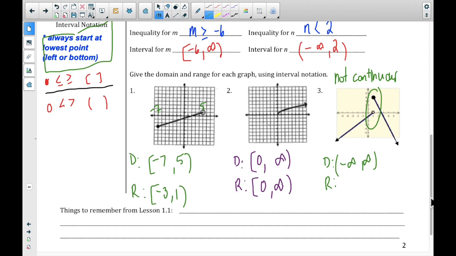Okay, how about the range? For the range, we always start at the lowest point. What's our lowest point? Lowest point is -infinity. How high does it go? Well, that's kind of strange, isn't it?